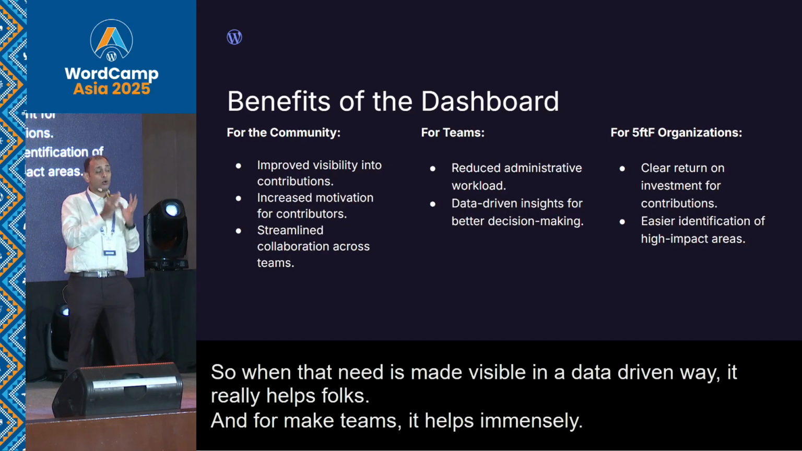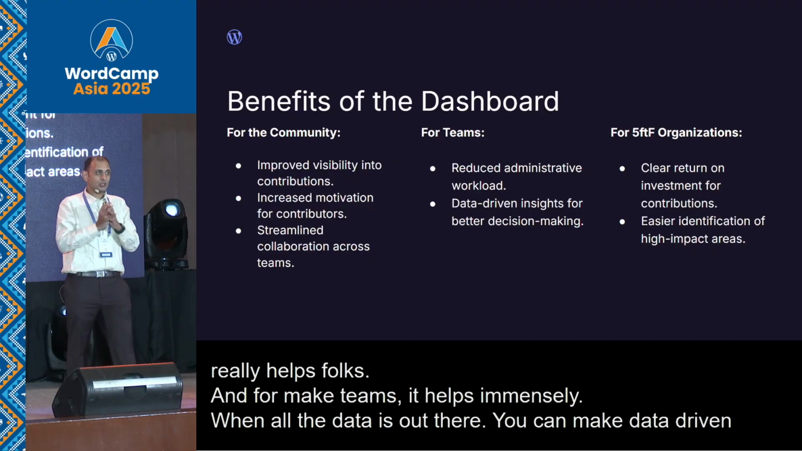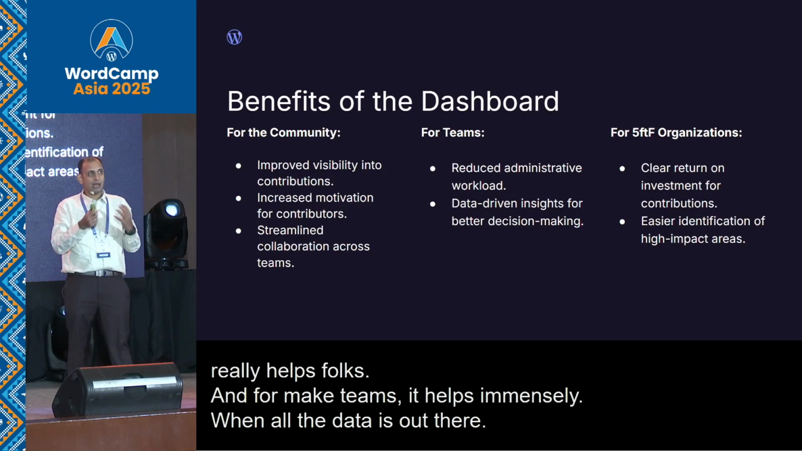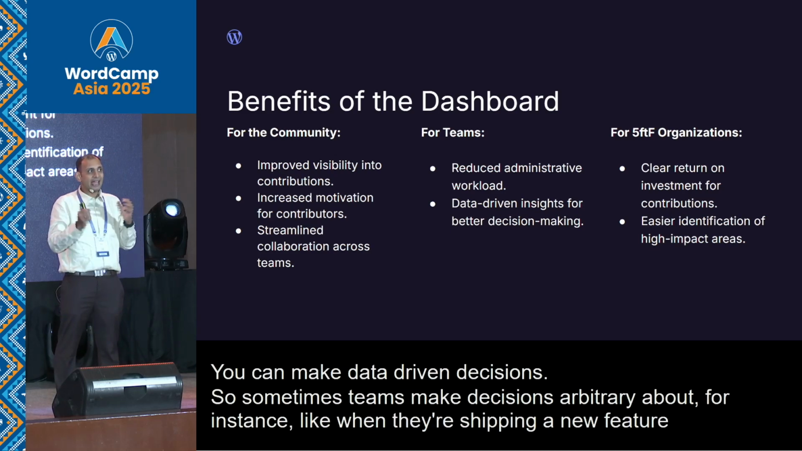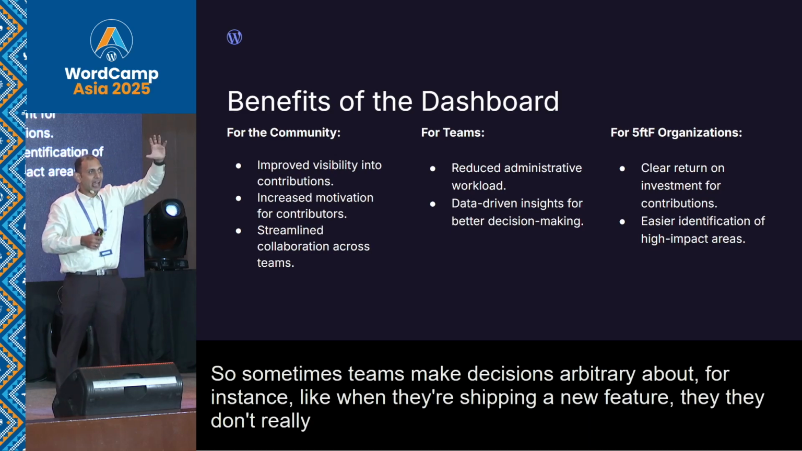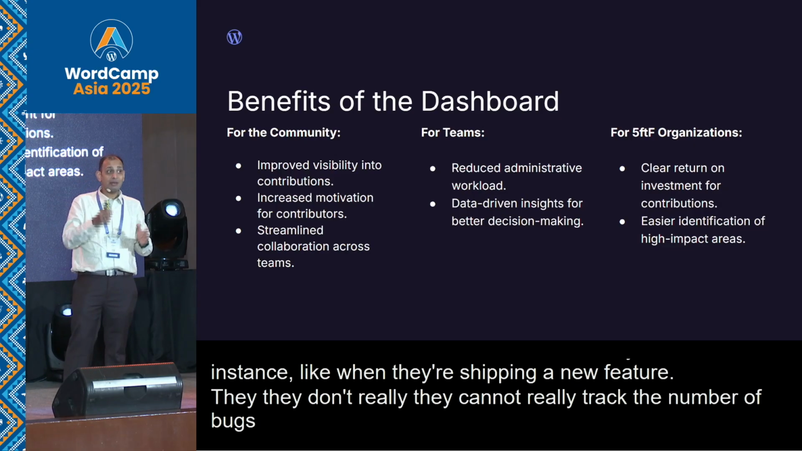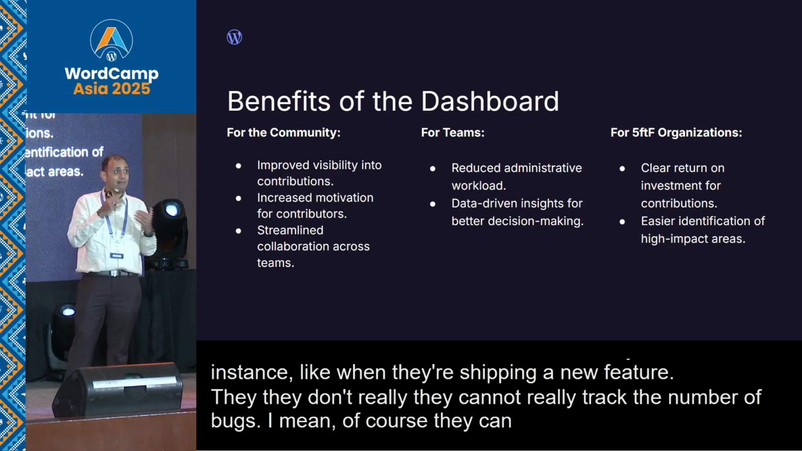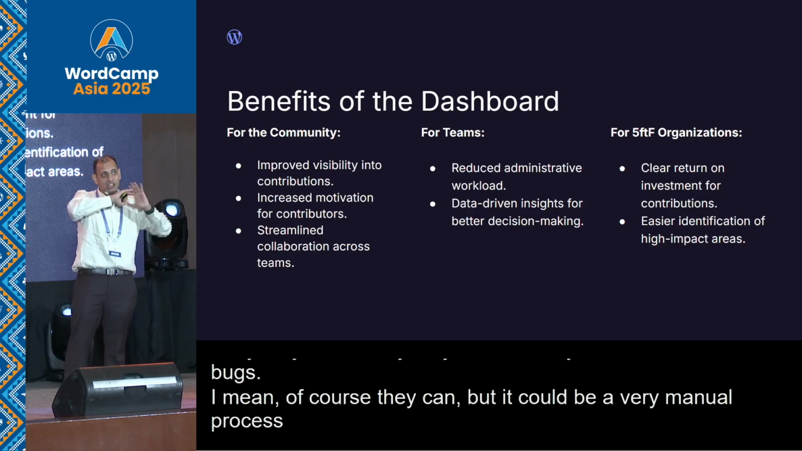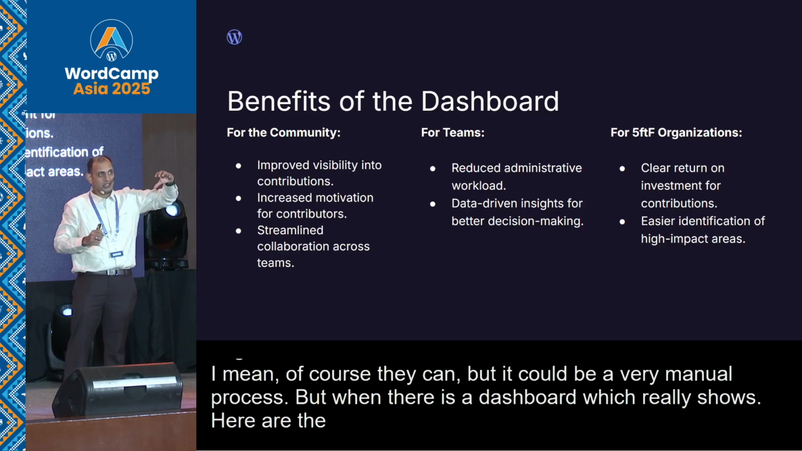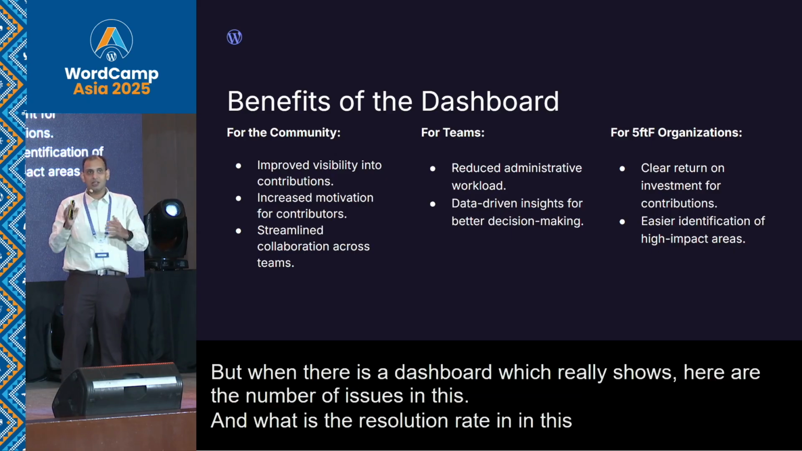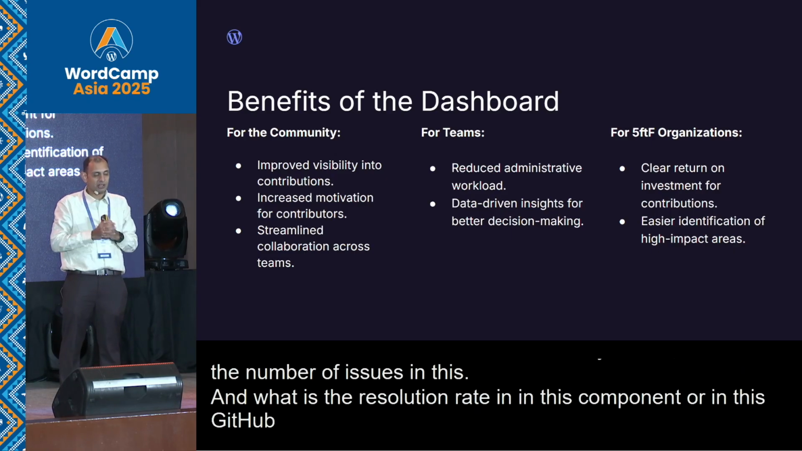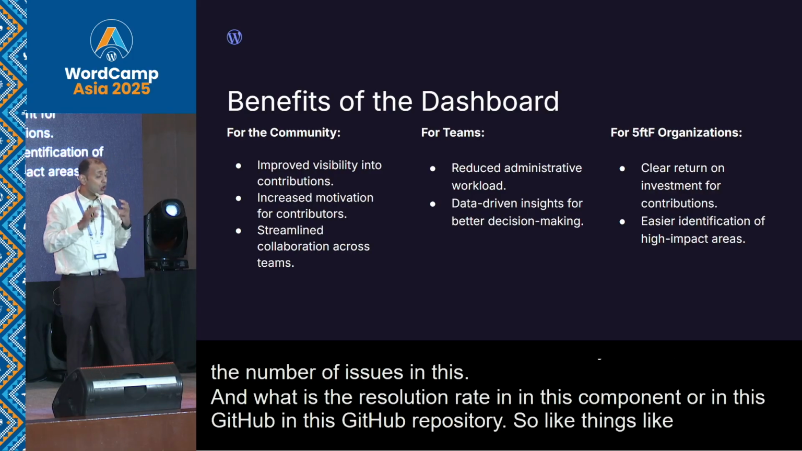When all the data is out there, you can make data-driven decisions. Sometimes teams make decisions arbitrarily, for instance, when they're shipping a new feature, they cannot really track the number of bugs. I mean, of course they can, but it could be a very manual process. But when there is a dashboard which really shows the number of issues and what the resolution rate is in this component, or in this GitHub repository, things like that go a long way.